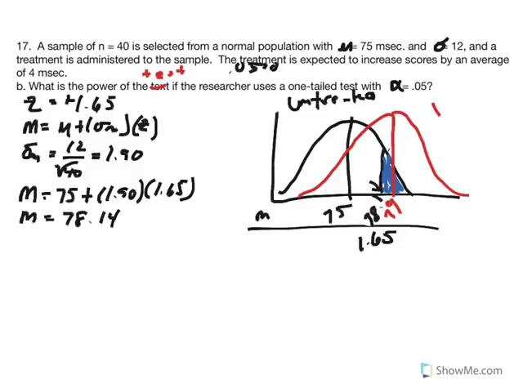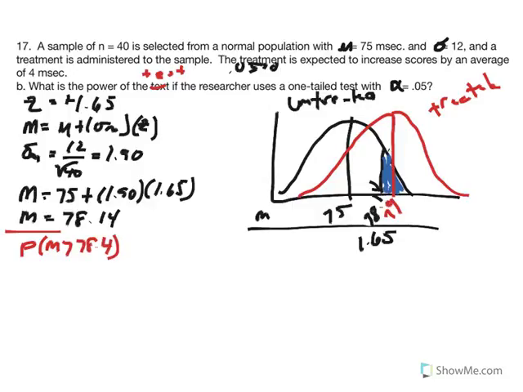The red represents treated. If the treatment is effective, we expect that if we select sample means from the treated population, they should be close to the value of 79. So now our task is to determine the probability of obtaining a sample mean of 78.14 or greater. So probability of a sample mean greater than 78.14.